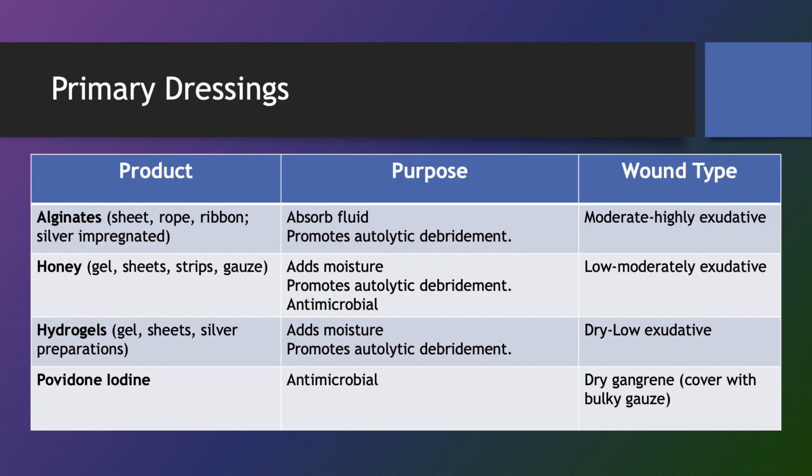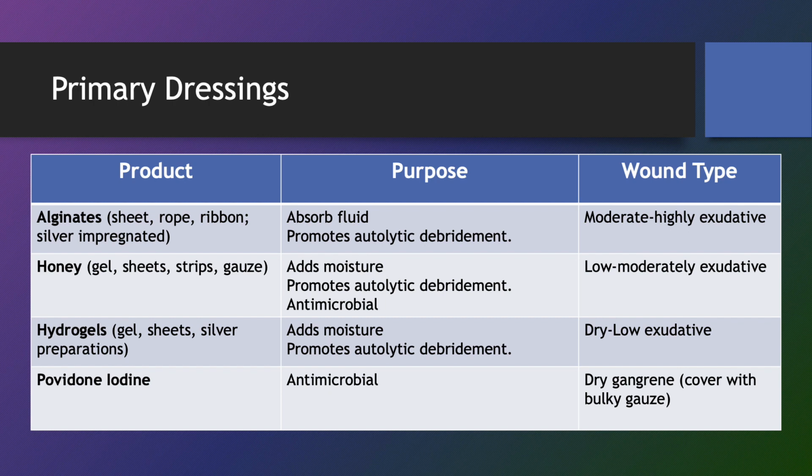This table is a very truncated list of primary dressings, not including wet to dry or dry to dry regimens, which are sometimes favored by our surgical colleagues. Let's go over a handful of very basic topical agents as our primary dressings. Here on the left side, under the product column, I'm going to start with alginates. These come in sheet, rope, ribbon, and silver impregnated forms. The purpose is to absorb fluid and promote autolytic debridement, and the wound type this is most useful for are moderate to highly exudative wounds.